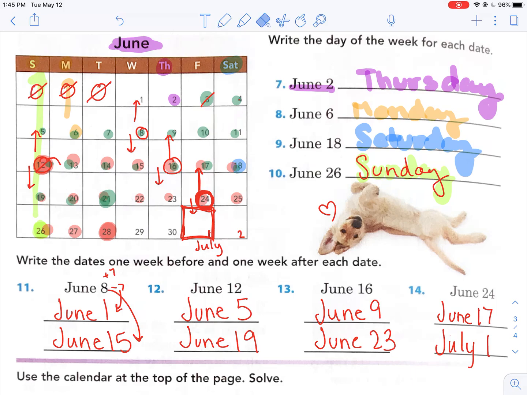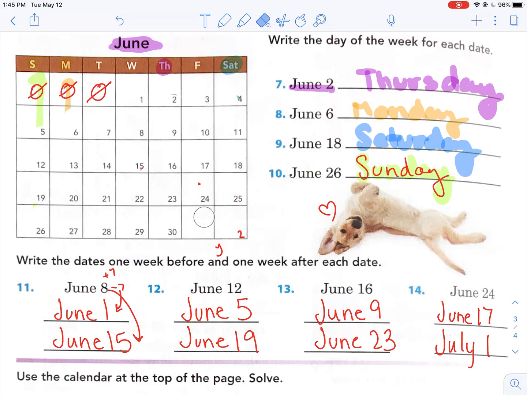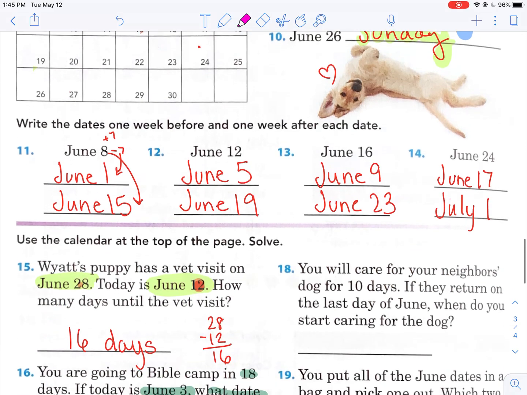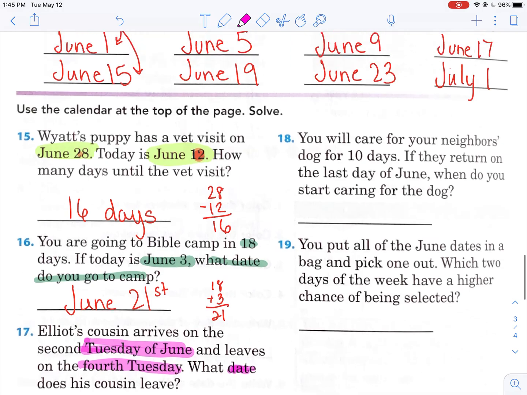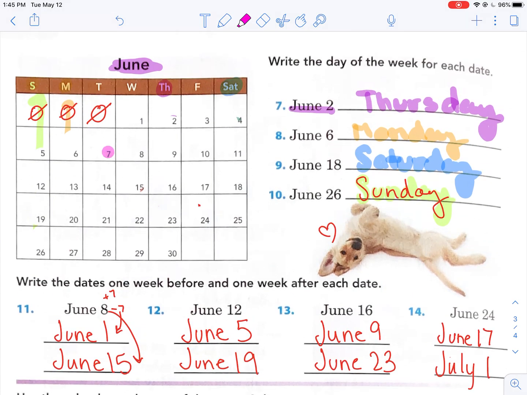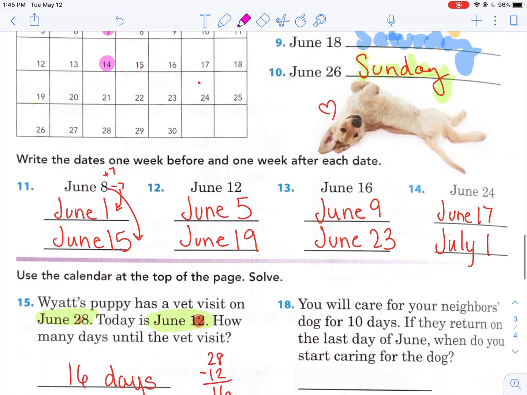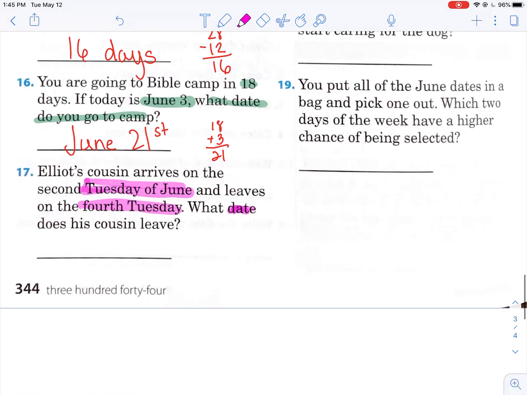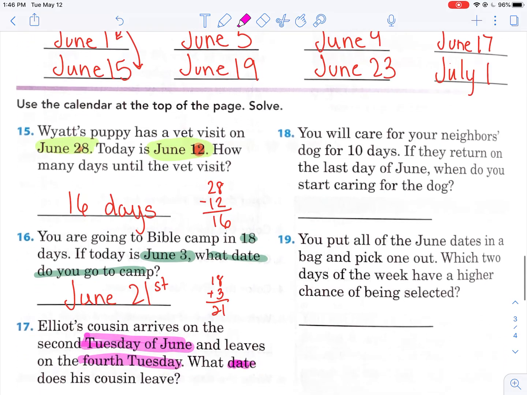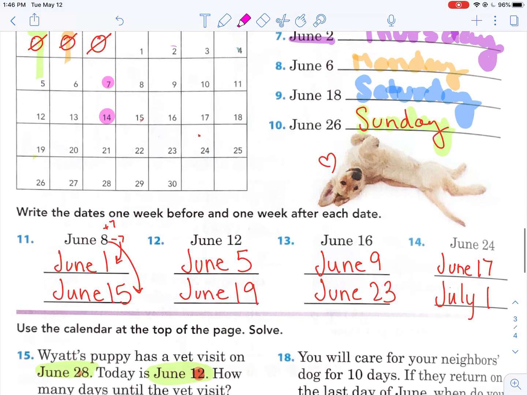And I'm going to erase my calendar a little bit so you can see my new colors. All right, so now that I've done all that erasing, let me go back to see what it said. Elliot's cousin arrives on the second Tuesday of June. Second Tuesday. So first Tuesday, second Tuesday. Okay, we got that. So it's the 14th. And he leaves on the fourth Tuesday. So this is the second. And he leaves on the fourth. 1, 2, 3, 4.